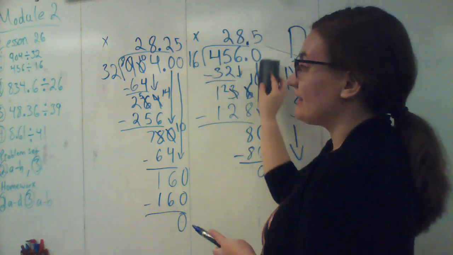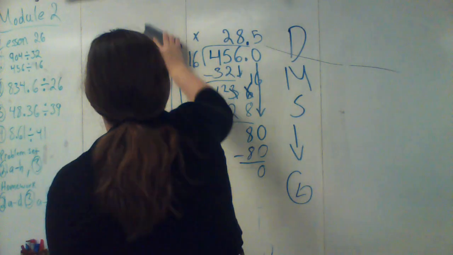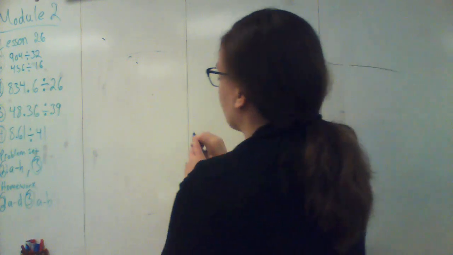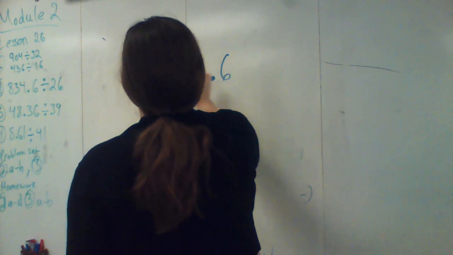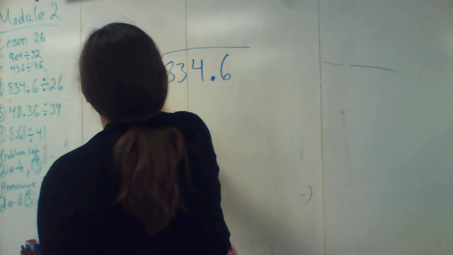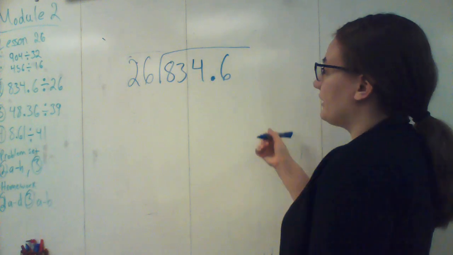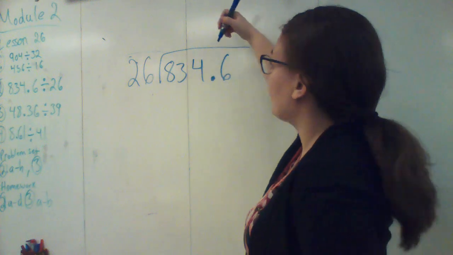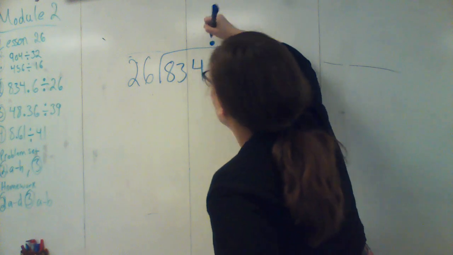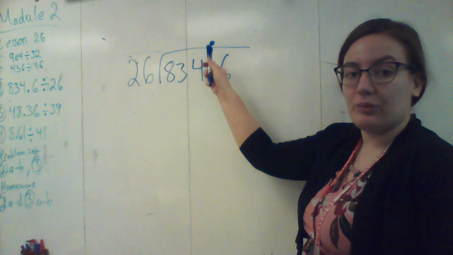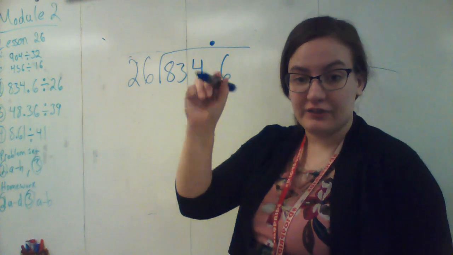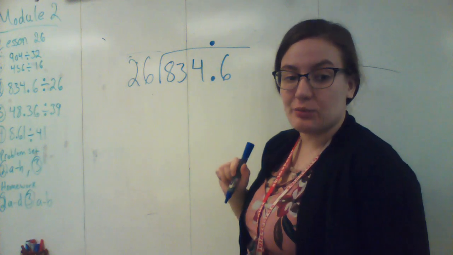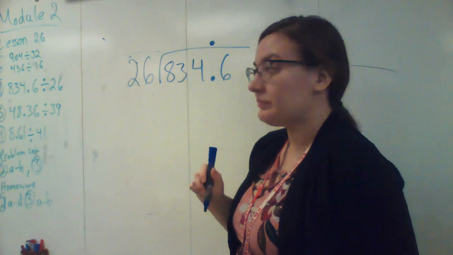So I'm going to erase this. And I'll write the new problem up for you. So we have 834.6 divided by 26. Now for this one, since I already have that decimal right there, I'm going to bring the decimal up just so I don't forget about it. Remember, I want these exactly lined up. And you can go ahead and pause the video right here, and I want you to try and solve this problem. Just don't forget about that decimal.